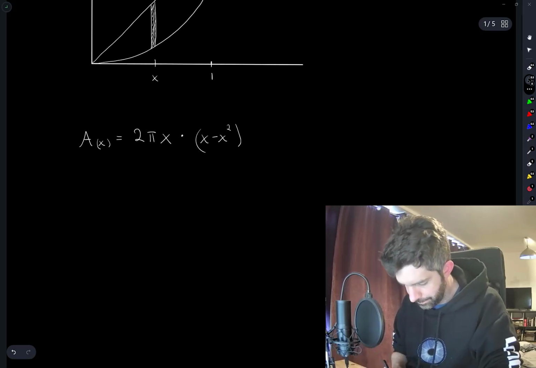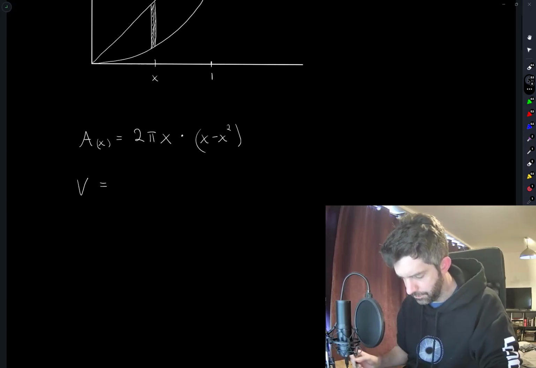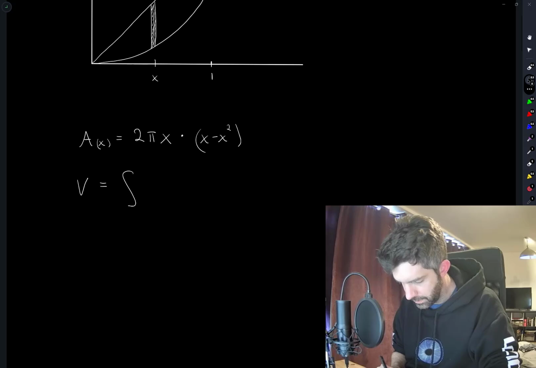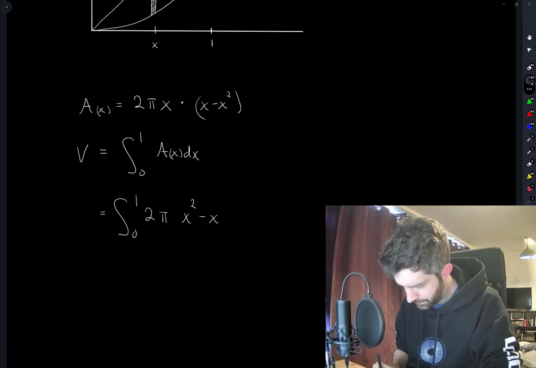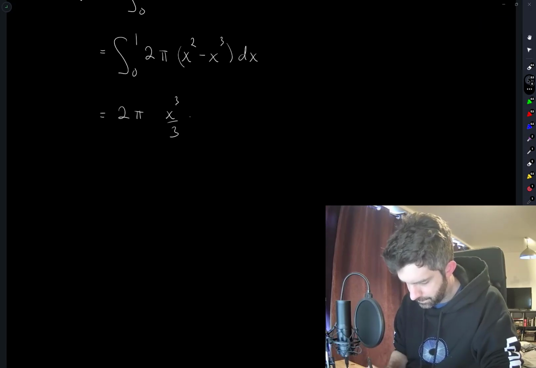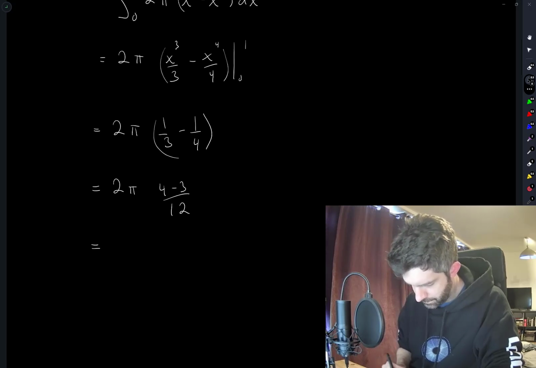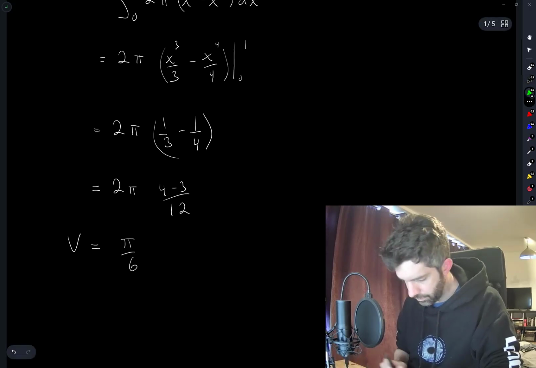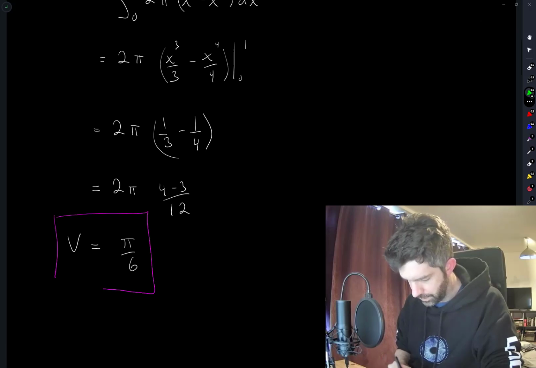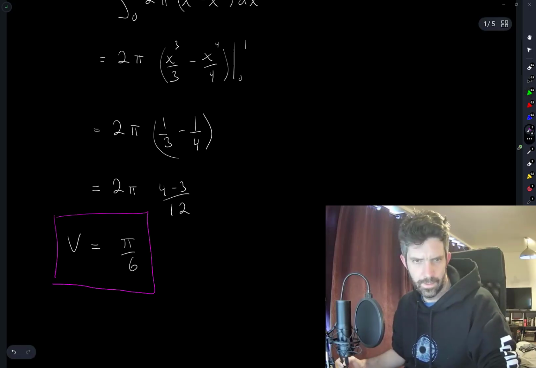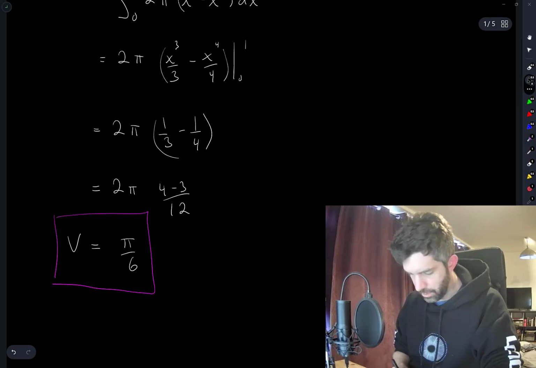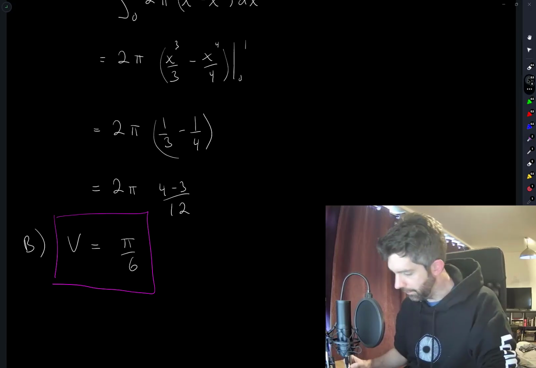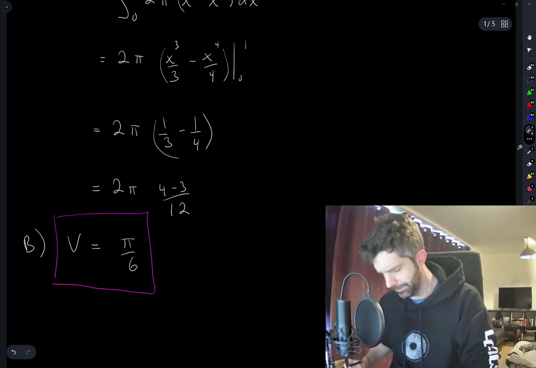So the volume of the entire shape is going to be an integral from 0 to 1 of that area dx. I get that the answer is pi over 6 after working through the integral. And that is one of the options. That's option B. So I'm pretty confident that this all worked out correctly.